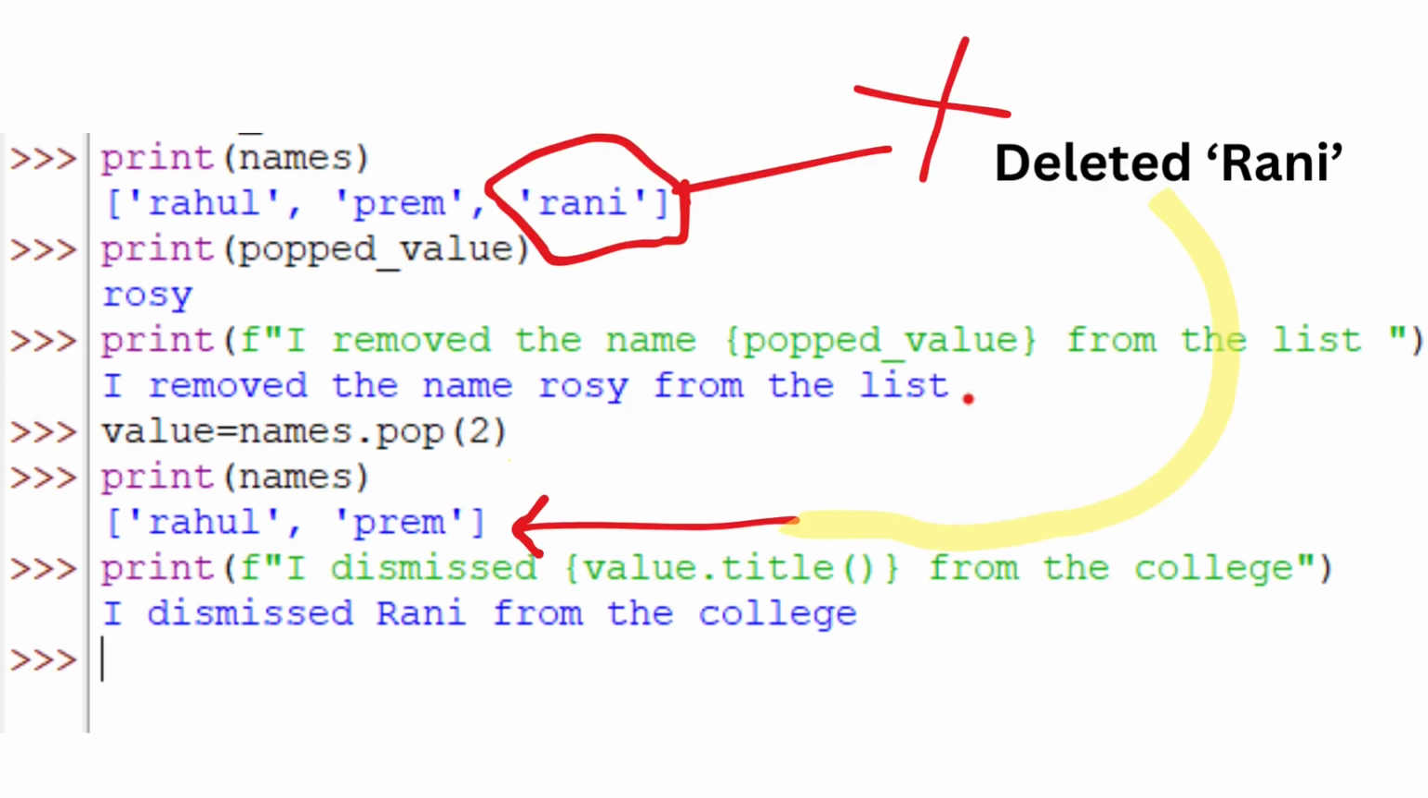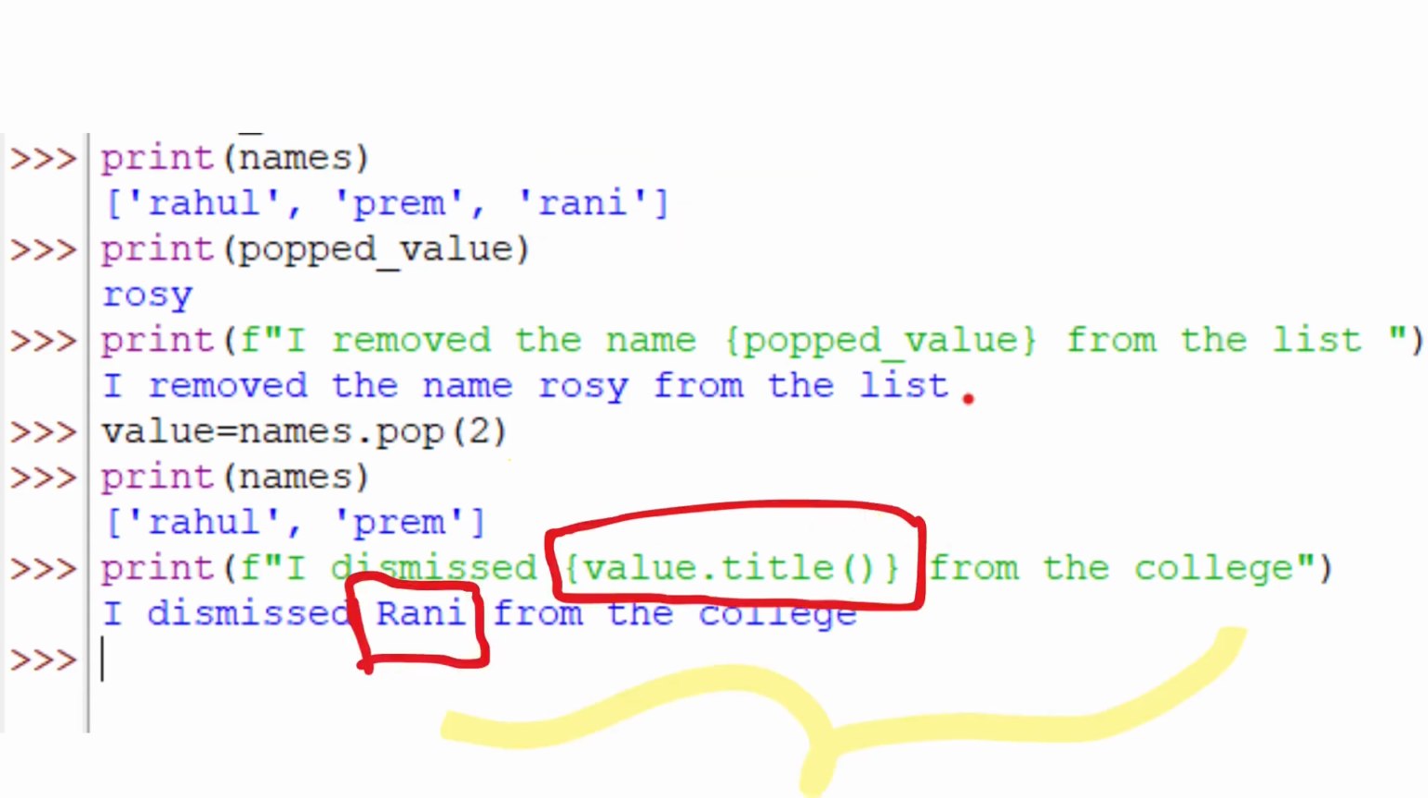Okay, Rani is removed and now I feel I need to give a reason why I removed that name. For that, I can work with the same f-string. So I am using an f-string here to give a reason for removing that person from college. I have given I dismissed, value dot title method. You do remember, right? It capitalizes the first letter of whatever we are assigning to this title method. So our output will be I dismissed Rani from college. Rani, the first letter is capitalized. Okay.